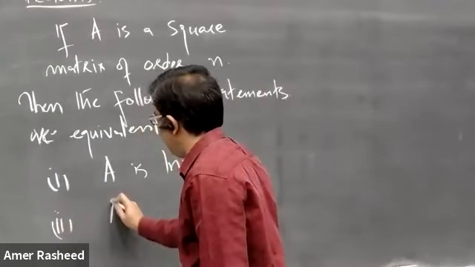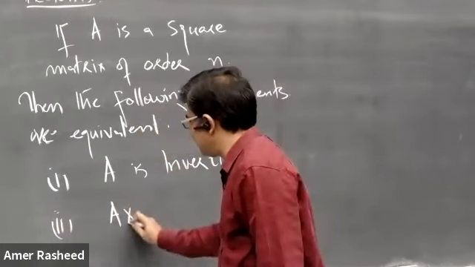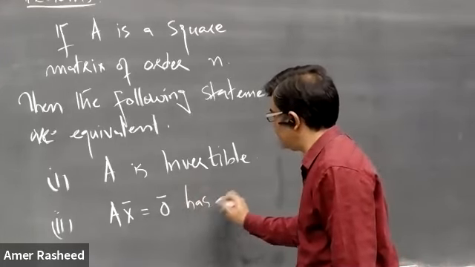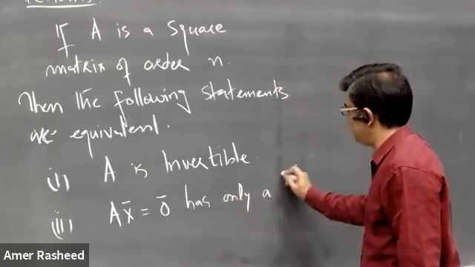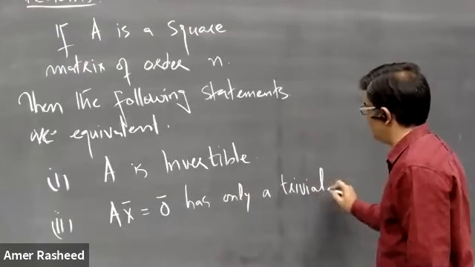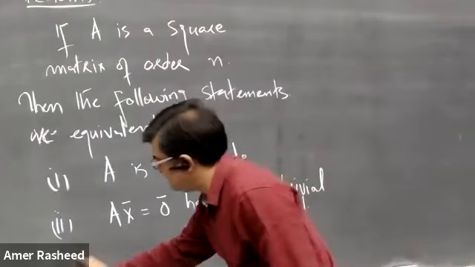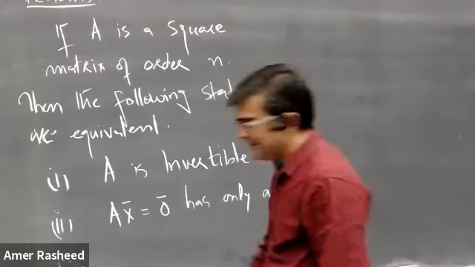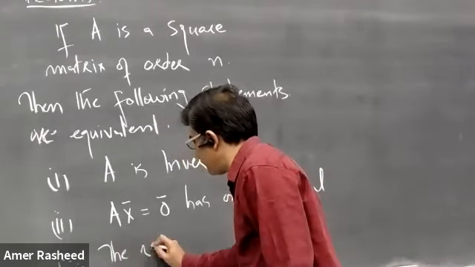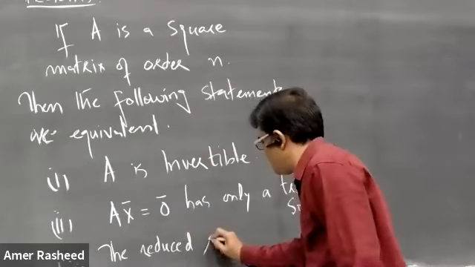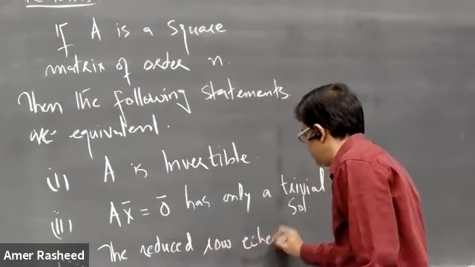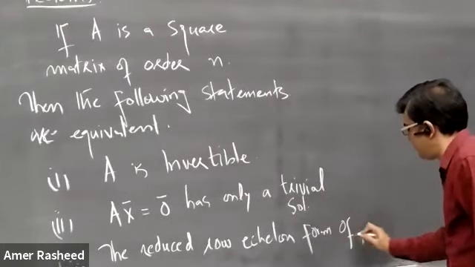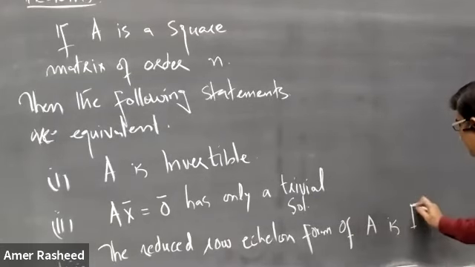Second, AX is equal to 0 has only a trivial solution. Third, the reduced row echelon form of A is the identity, I_n.